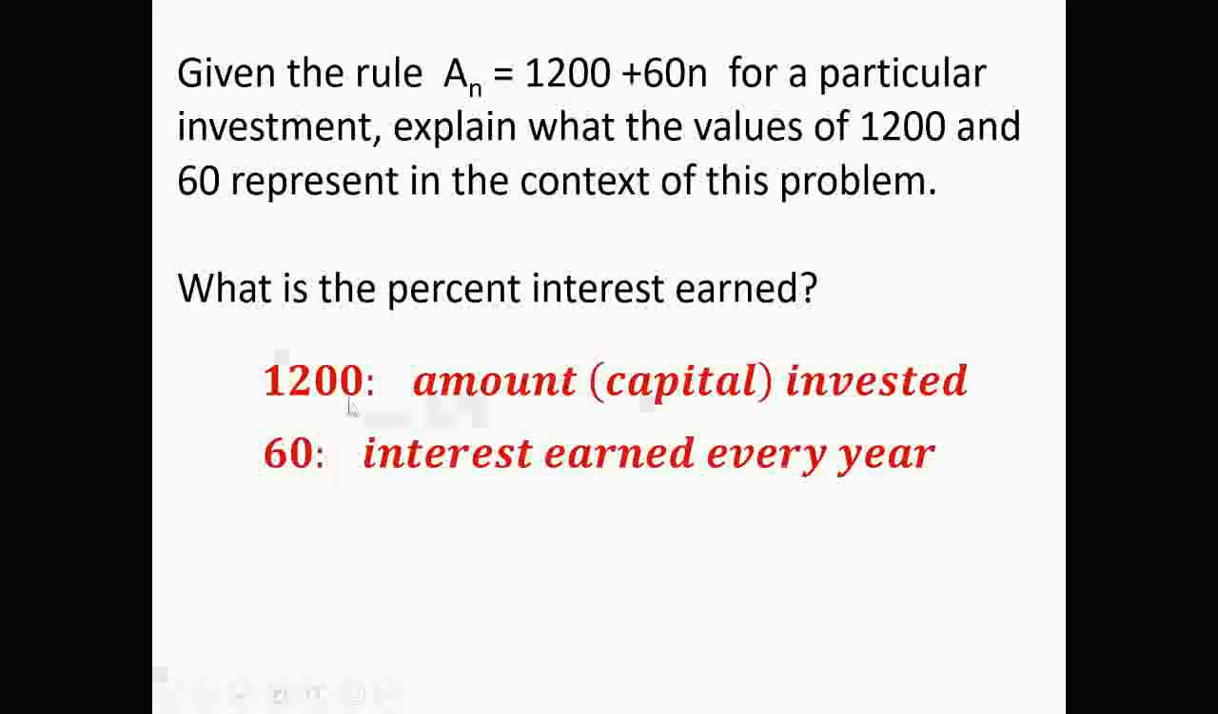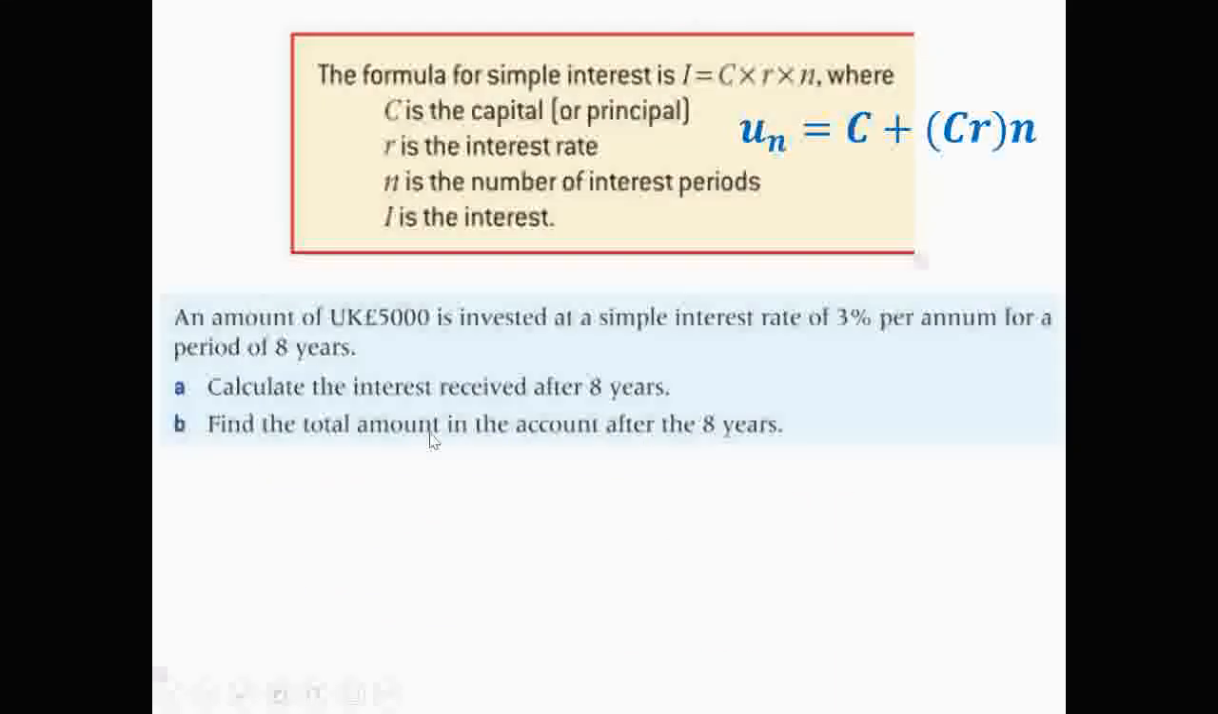Okay, so then it says, what is the percent interest earned? Well, if you know 60 is the interest earned, how do you figure out what the percent of interest is? Well, you can find out that rate, interest rate, by doing 60 over 1,200, because that will tell you what portion 60 is of 1,200. And by doing that division, we get this, and that tells us the interest rate is 5%. That 60 is 5% of that.